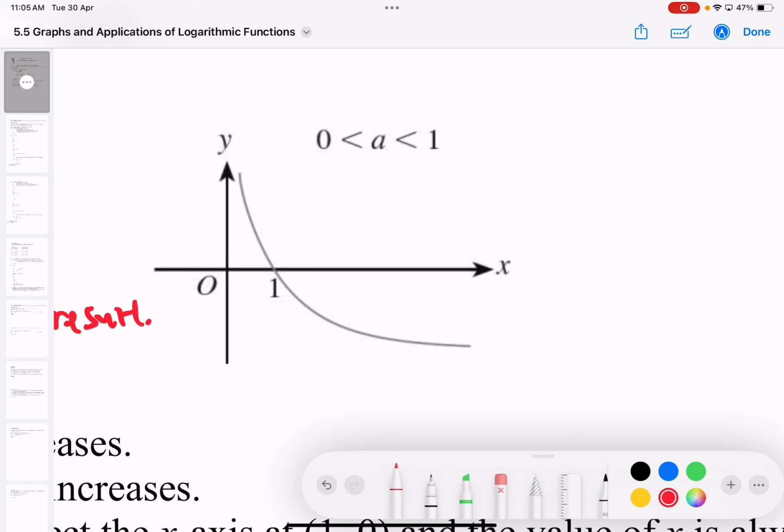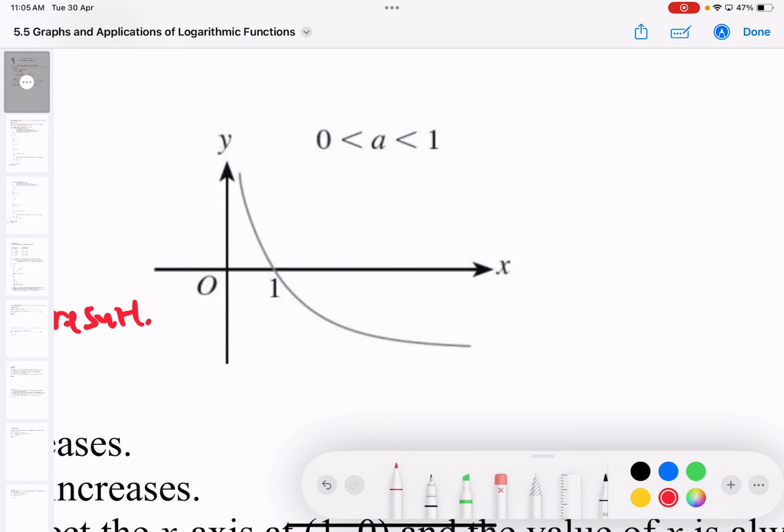Alright, now in this case, if your value of a is less than 1 but more than 0, that means you are actually getting smaller and smaller. Your base is in between 0 and 1, which means you are not growing, you are getting smaller. So the growth factor is less than 1.